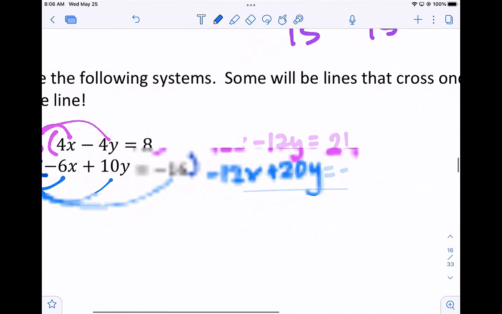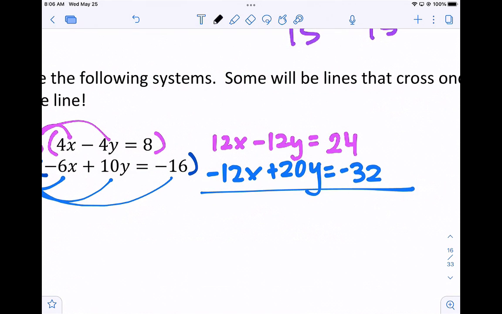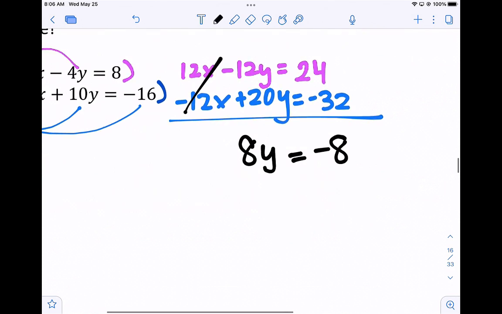Okay, so now we do the elimination part. Since the x's match, we can cross them off. We can add together our y's. We get 8y equals, and then 24 minus 32, combine those, -8. Divide each side by 8 to get y by itself. Whoops, not -8. So y equals -1.